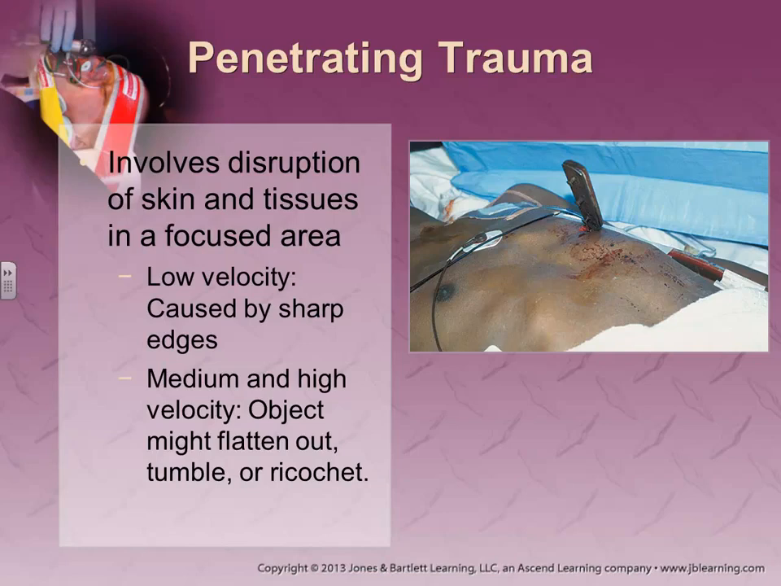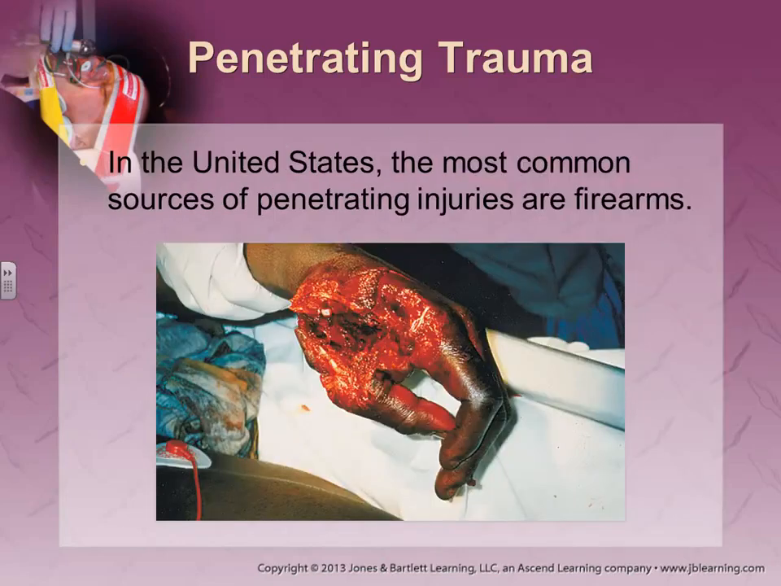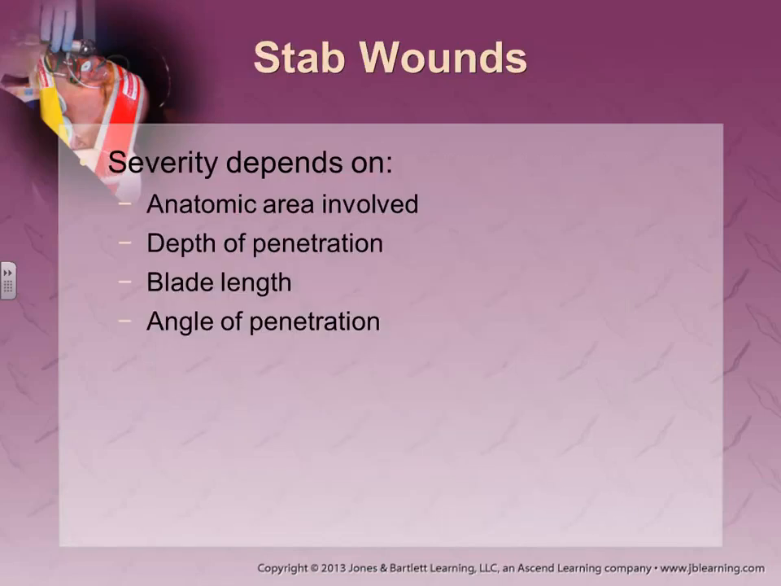What was the velocity? Your low velocity are going to be wounds caused by something in your hand stabbing into somebody. Your medium to high velocity are going to be your projectiles. This guy got his hand blown off.